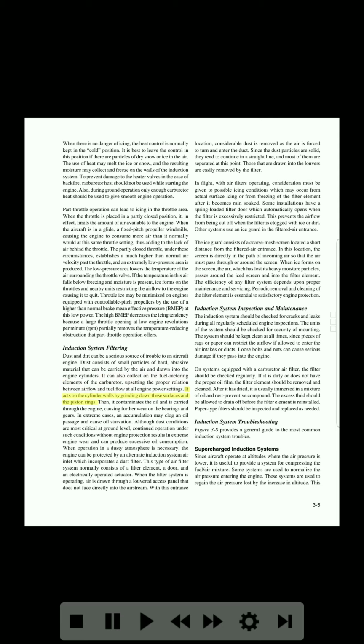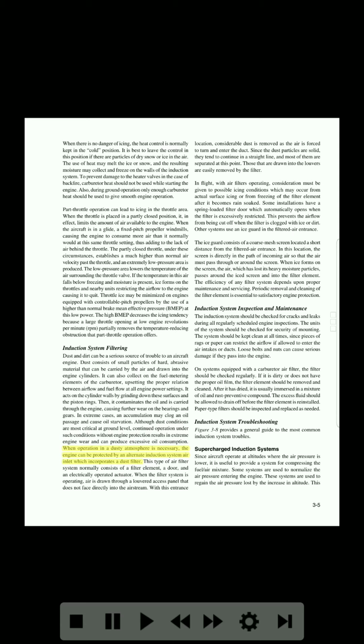It acts on the cylinder walls by grinding down these surfaces and the piston rings. Then, it contaminates the oil and is carried through the engine, causing further wear on the bearings and gears. In extreme cases, an accumulation may clog an oil passage and cause oil starvation. Although dust conditions are most critical at ground level, continued operation under such conditions without engine protection results in extreme engine wear and can produce excessive oil consumption.